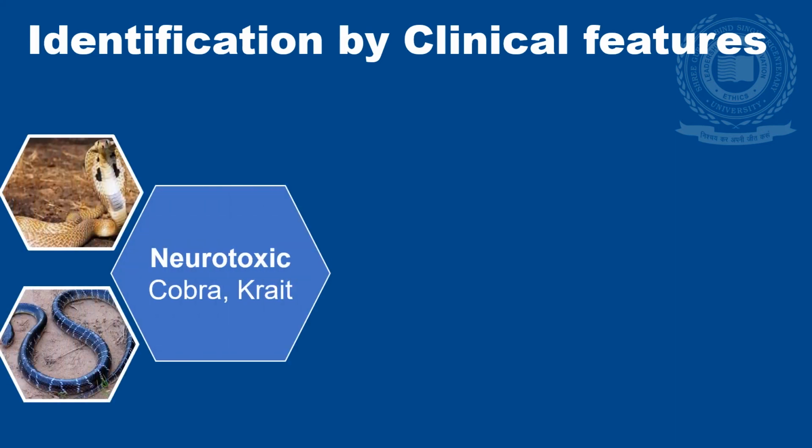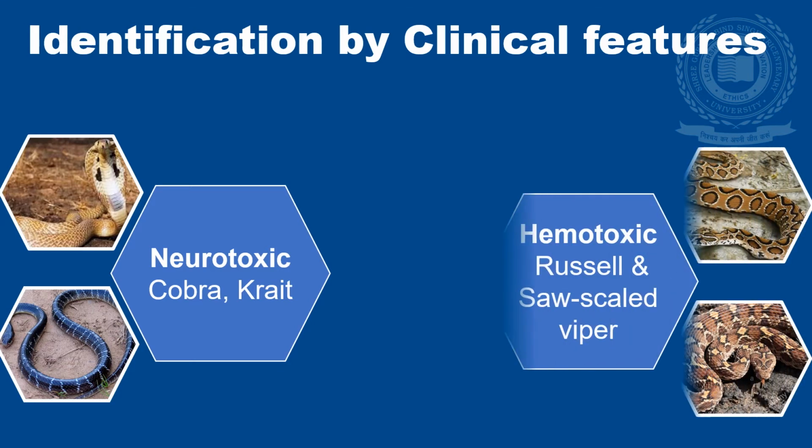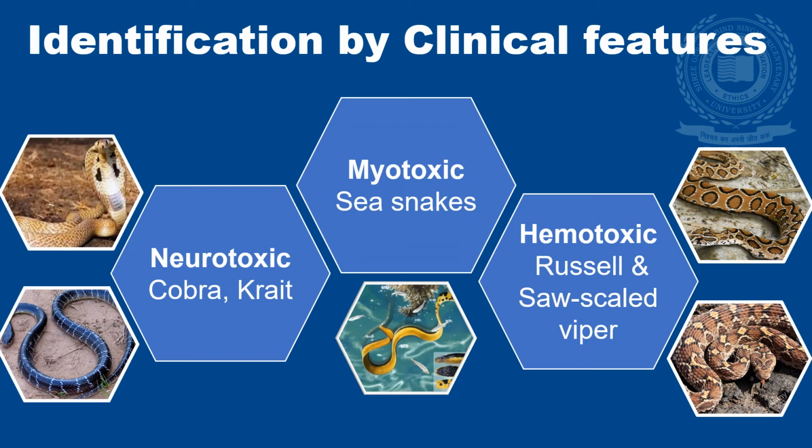Now we try to identify the snake bites on the basis of clinical features. We can have a bite by neurotoxic snakes. They are cobra and krait. They will present neurotoxic symptoms in the form of ptosis and muscle weakness. See the photograph, cobra and krait. Then we can have hemotoxic poisoning by Russell and saw scale viper bite. Just see the photograph of the 2 snakes. And then we have myotoxic symptoms if bitten by sea snakes. On this basis, we can identify the snake bites.